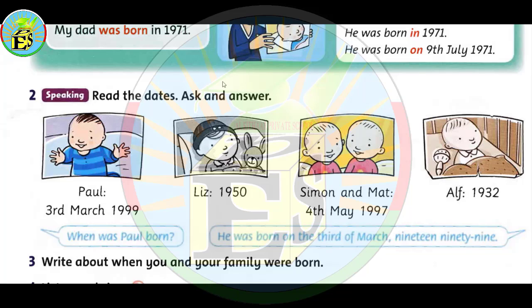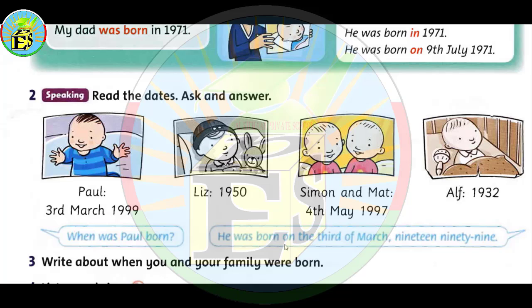So we have to be careful with using the correct prepositions. Now let's have a look at the first picture. Picture number 1, we have this baby wearing a blue shirt, and the name of this baby is Paul. When you want to talk about Paul, we have the whole date. We have the day, we have the month, and then we have the year. The question is, when was Paul born? The answer is going to be, he was born, and then we will start writing the whole date because we have the whole date. He was born on.